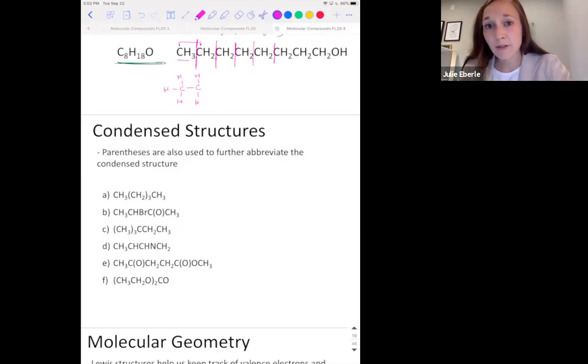So before we dive into this, though, you can see there's parentheses, and there's 2 ways you can use parentheses in condensed structures, okay?